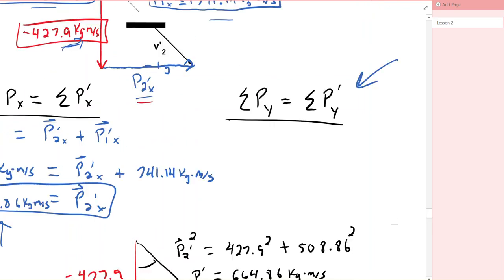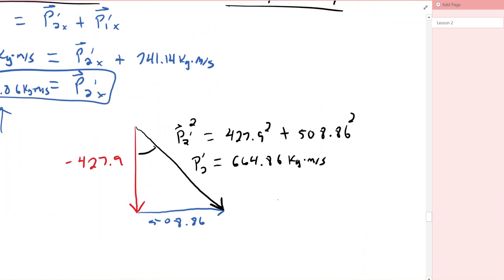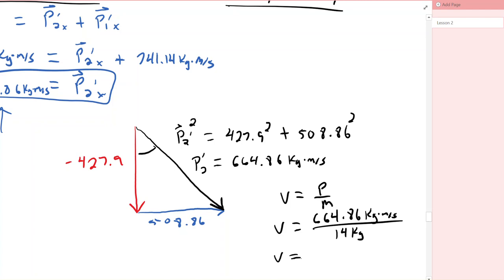All right, so then again, I think it wanted the velocity, right? What's the velocity of the other piece? Yeah. So velocity is equal to momentum divided by mass. So the velocity here is going to be 664.86 kilograms times meters per second divided by, and then our mass was, what was our mass here? Our mass was 14 kilograms. So velocity is 47.5 meters per second. All right, we were so close.